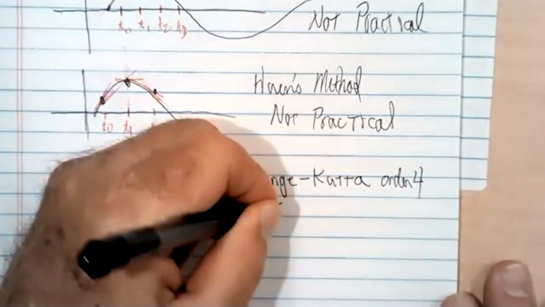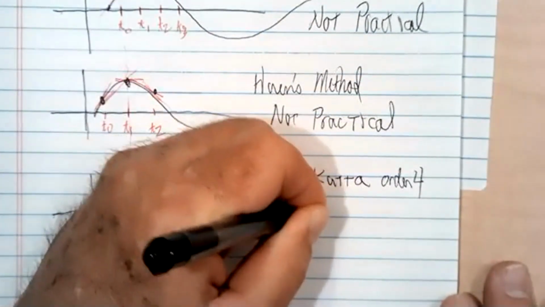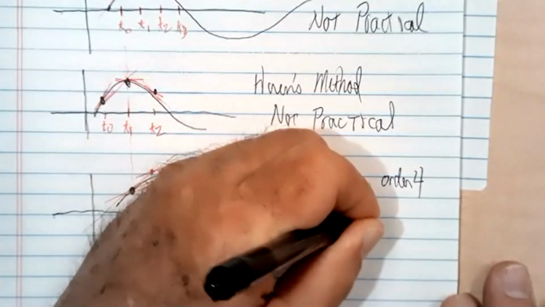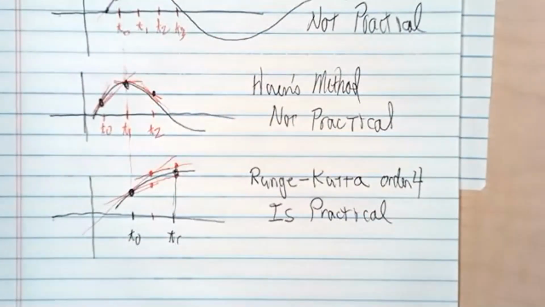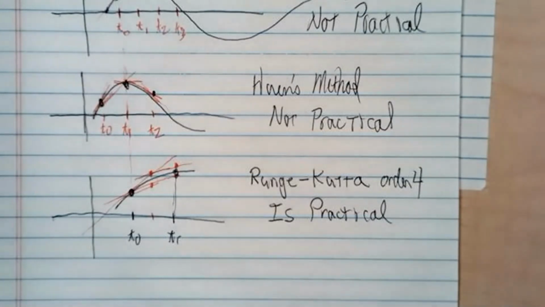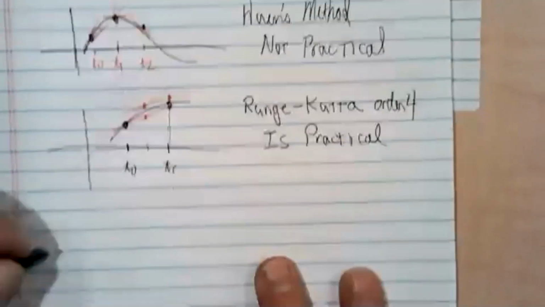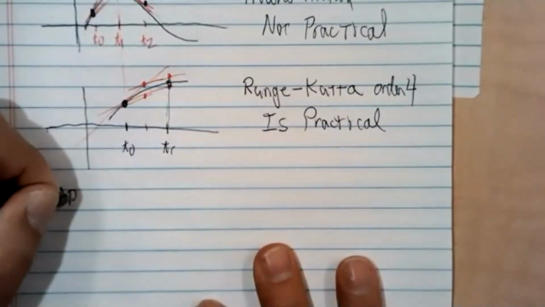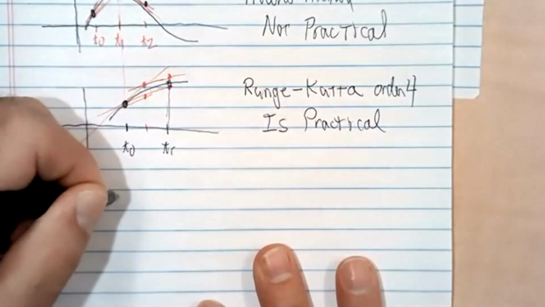And this is a practical method. It is probably the most commonly used method for solving numerical ODEs out there. Now, there are special cases where this doesn't work well, but it does, on the whole, work fairly well. Now, I need to tell you a little bit about what we mean by order 4.